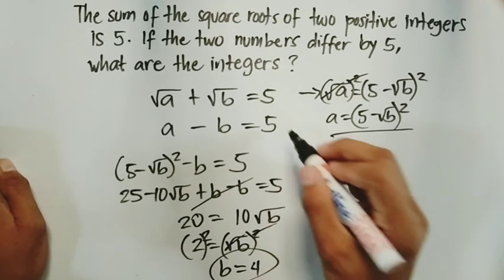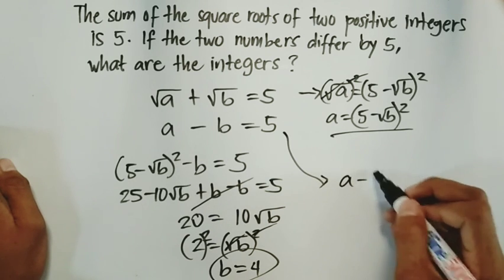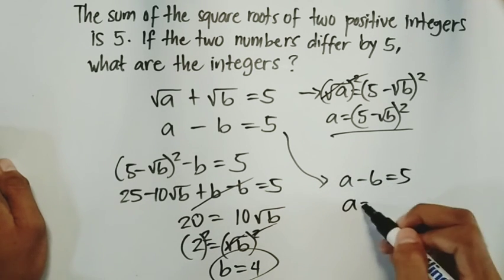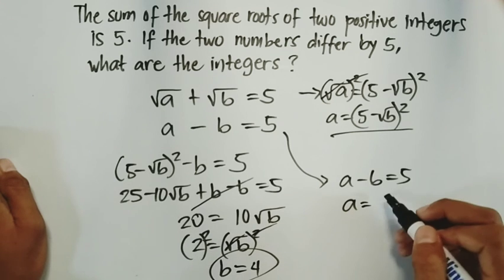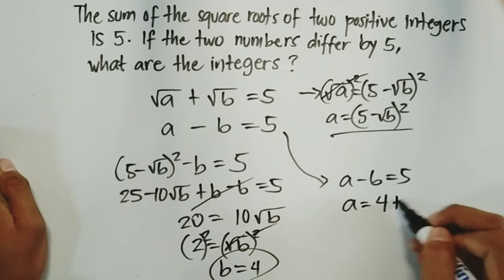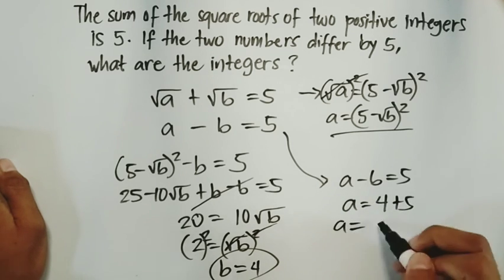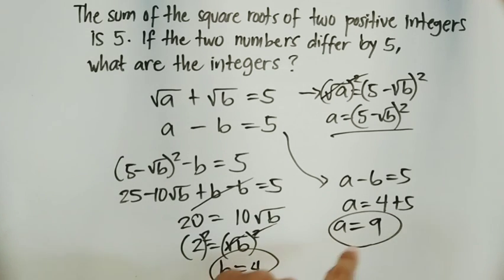Meron na tayong B. Substitute na lang natin dito. So, A minus B is equal to 5. A is equal to, lipat natin yung B. We have positive 4 plus 5 is equal to 9. So, ayan na yung sagot na dalawa.